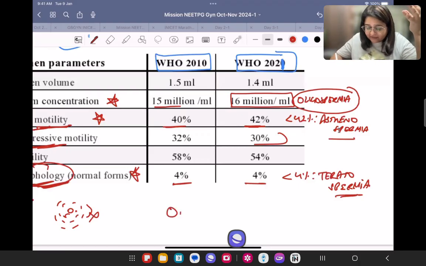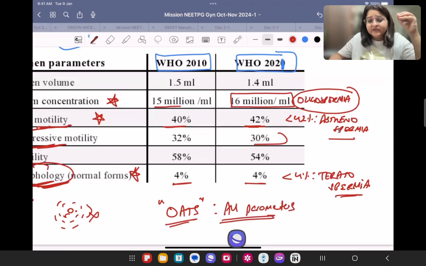And if all three parameters are less, this is a known abbreviation, OATS. OATS क्या है? Oligoasthenoteratozoospermia. मतलब all three parameters are bad. It is called as OATS. So if you get a question saying a patient has OATS, you should know OATS का मतलब क्या है? OATS का मतलब है oligoasthenoteratospermia.